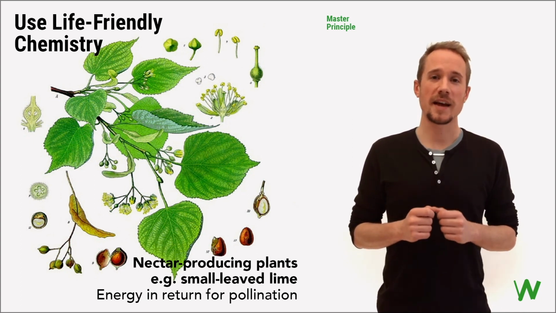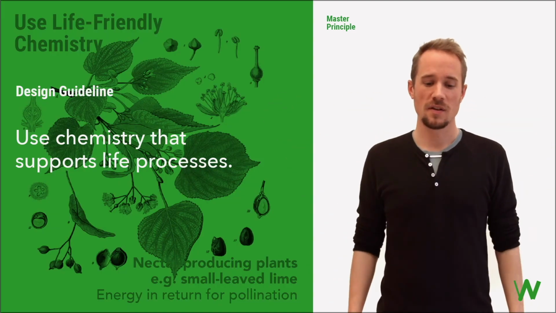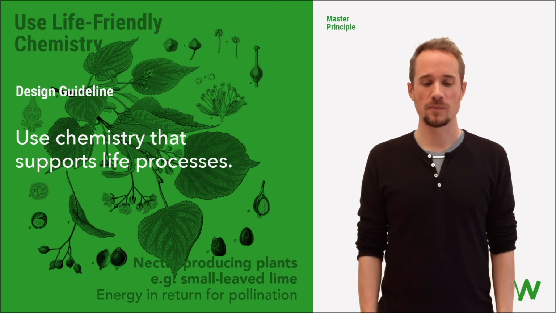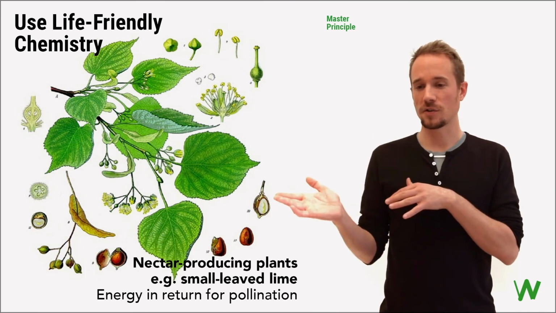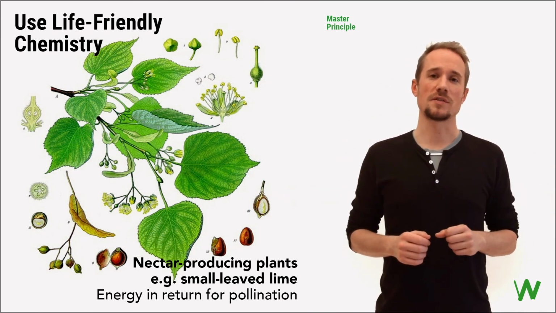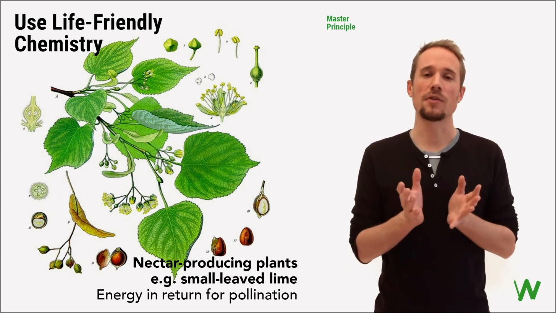What's our design guideline here? Use chemistry that supports life processes. And this system of nectar for pollination is found in many ecosystems of trees. Many trees are pollinated by insects and offer nectar.